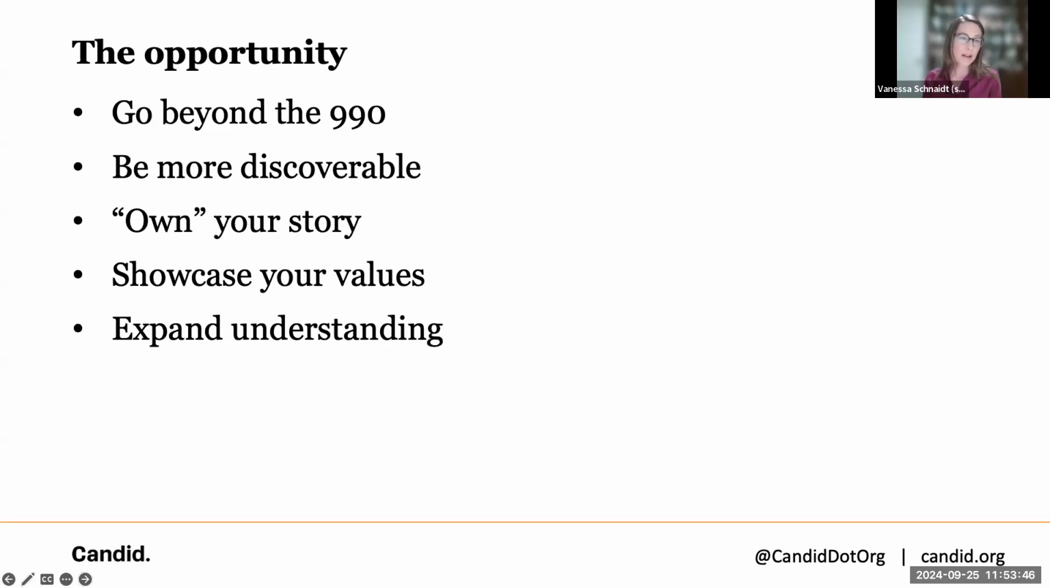Lastly, our profile is an opportunity to expand understanding. So specifically when it comes to the demographic information, this section of the profile allows us to paint a more expansive picture of what diversity looks like at our org. Okay, so what do these opportunities look like in action? Next slide.